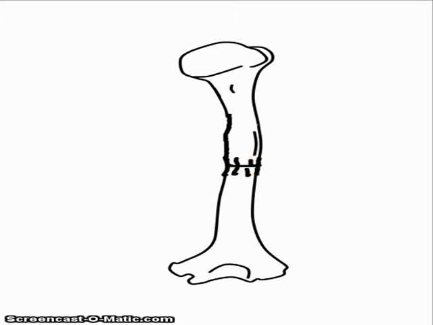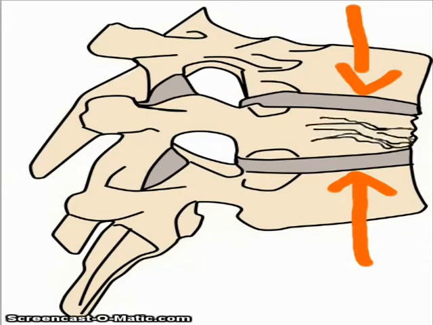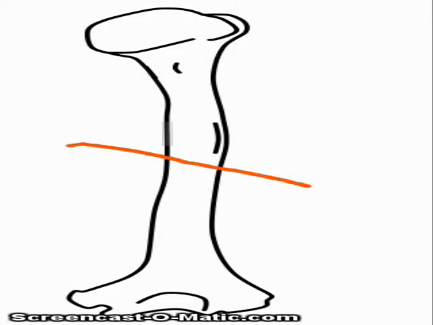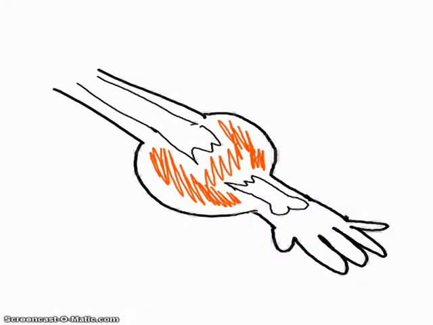An impacted fracture is when one broken bone is wedged into the other broken end. A compression fracture is when the bone collapses, especially short bones. And a spiral fracture occurs when the force is applied along the axis of the bone. An epiphyseal fracture is when bone separates from the main body of the bone by a layer of cartilage.